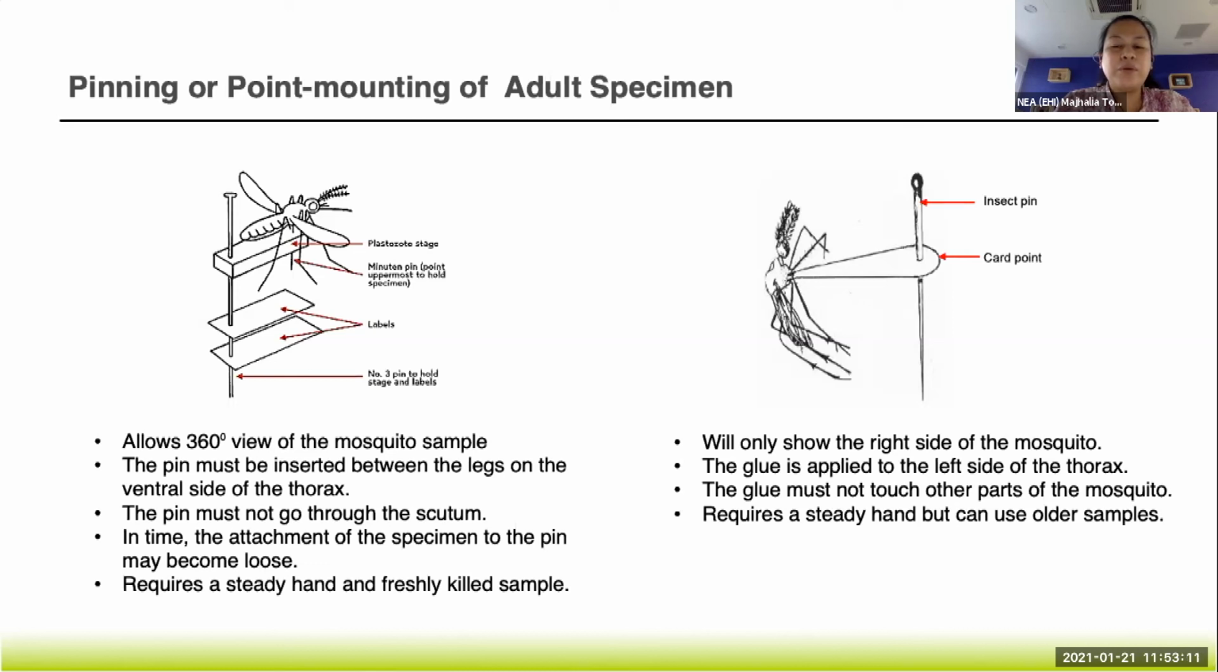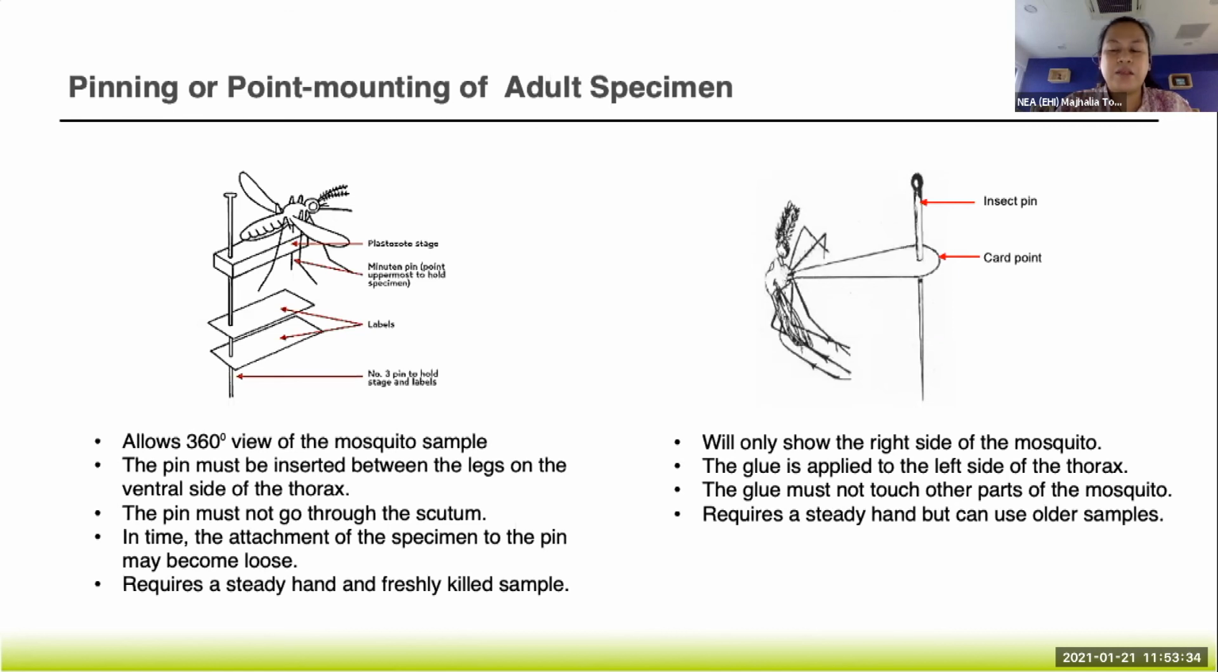So when you use the glue, the card point, you actually sacrifice one side. It's not like the pinning where you have a 360 view of your sample. For the card point, one side is always adhered to the card, so that one can no longer be used for your viewing for morphological identification.